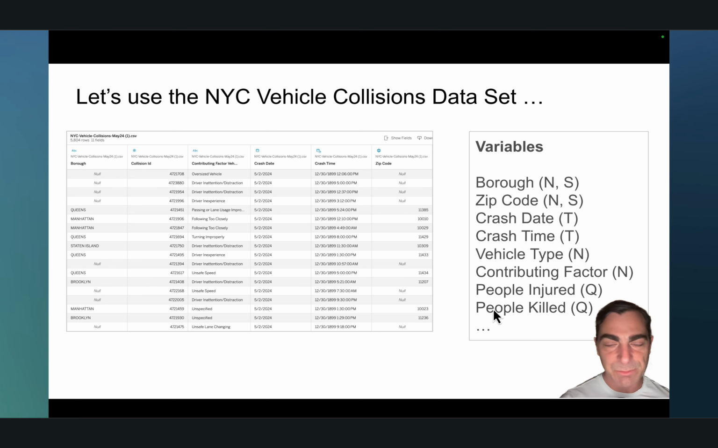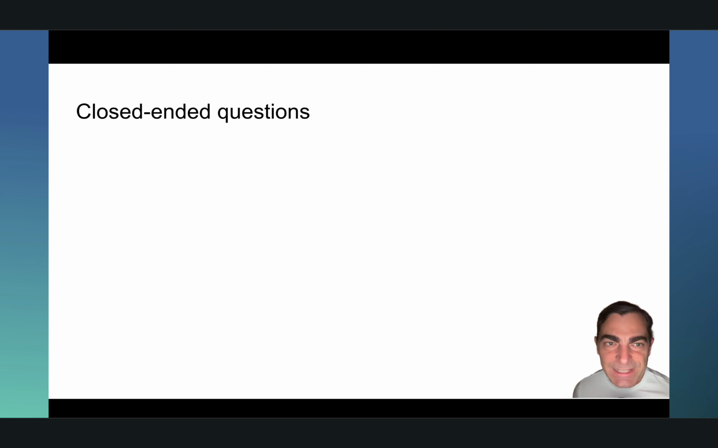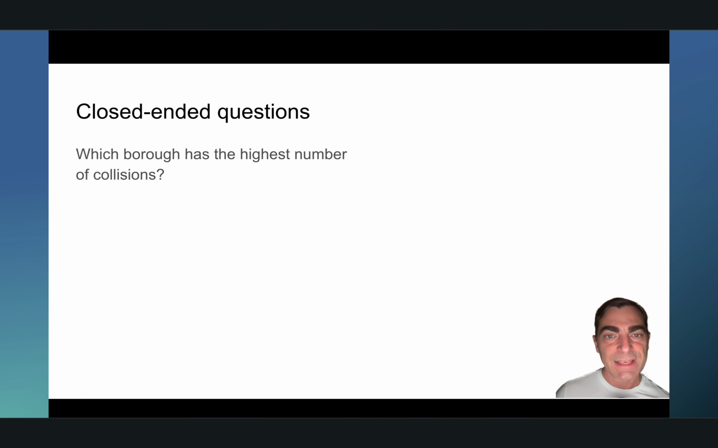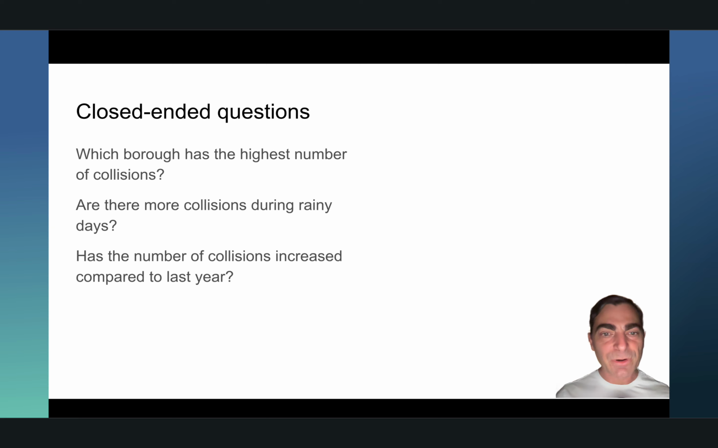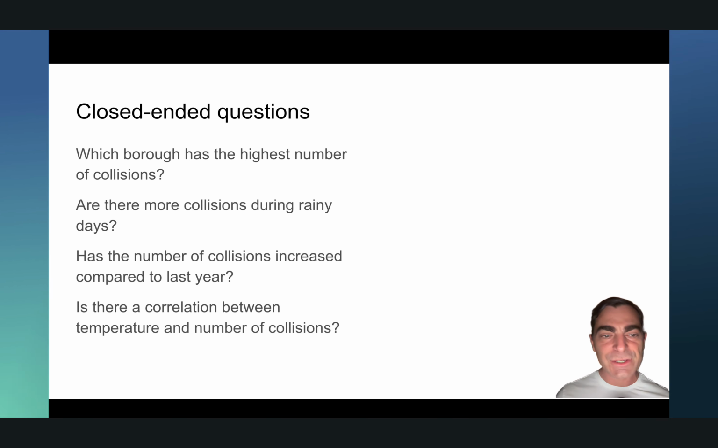Many, many attributes. So now let's look at what kind of questions we might want to ask and answer about a data set like that in order to understand vehicle collisions in New York City. Some closed-ended questions: Which borough has the highest number of collisions? Are there more collisions during rainy days? Has the number of collisions increased compared to last year? Or is there a correlation between temperature and number of collisions?